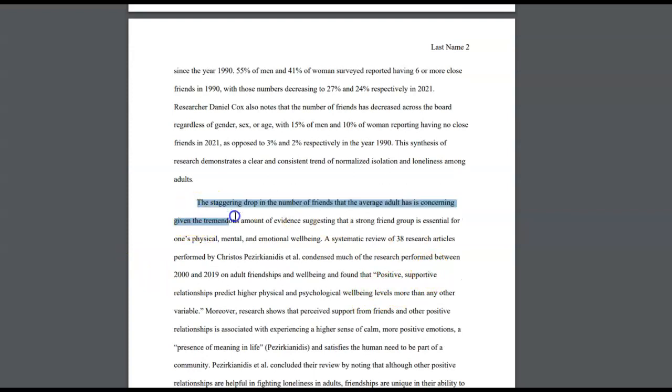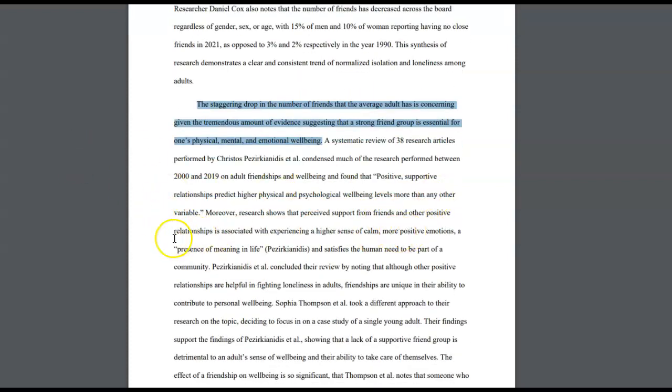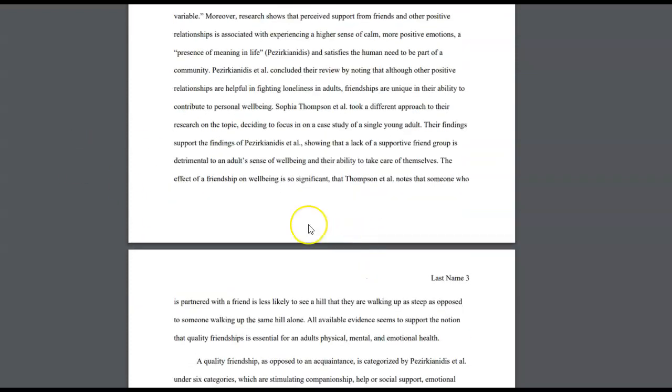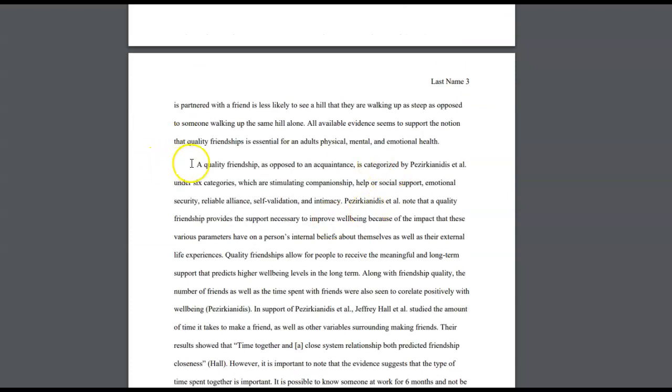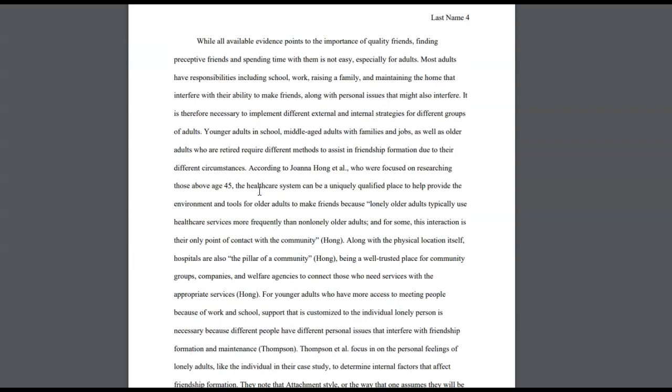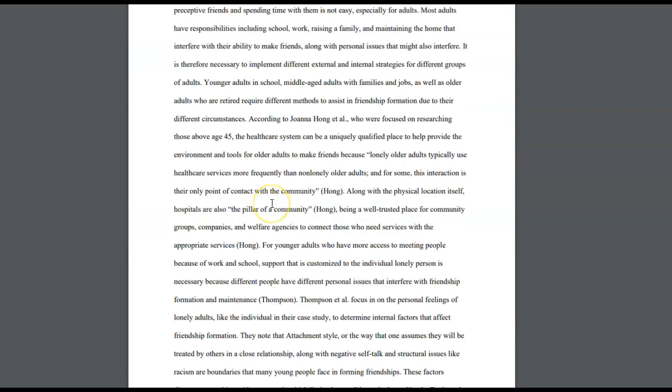The next common point of discussion that they found, a staggering drop in the number of friends the average adult has given tremendous amount, and so on. Okay, sorry, I'm rushing. But then they go through and they share the different authors and what they have to say with that one. And then here's the 3rd. Okay, so those common points of discussion, that's what makes this kind of synthesis so much easier.